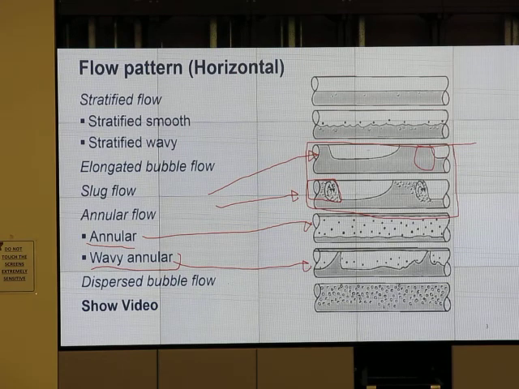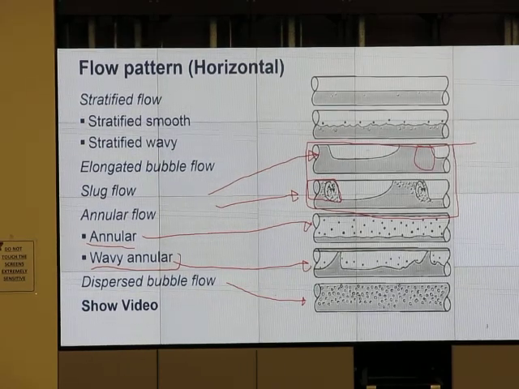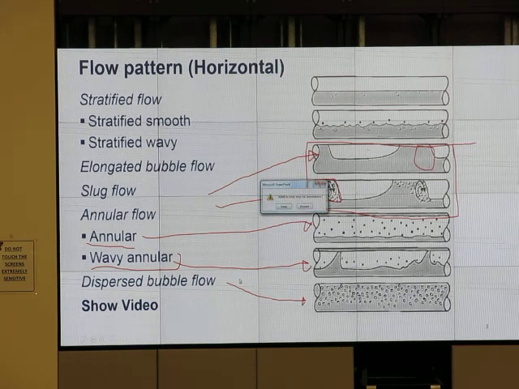We have dispersed bubble flow for horizontal flow. Dispersed bubble flow means small bubbles inside. We have to flow at very high liquid flow rate. In the lab we cannot do that, so I don't show you. We don't have it, but okay, dispersed bubble flow. I don't show you any video because you have seen it in the lab already. Okay, and you still want to see the video? Let me show you something new, not in the video.